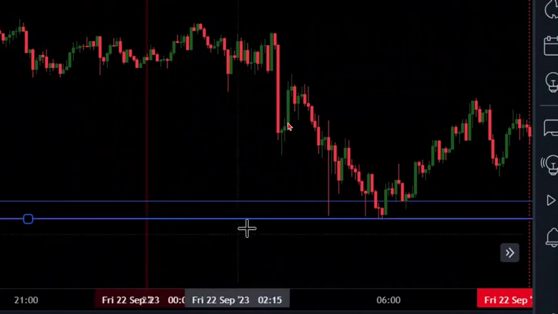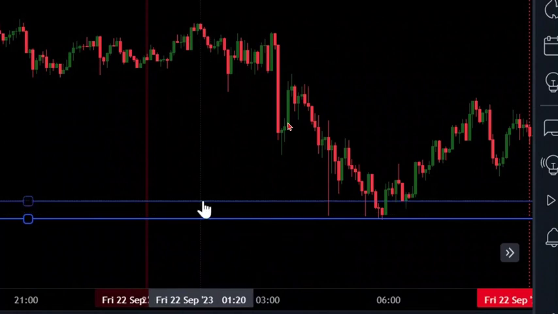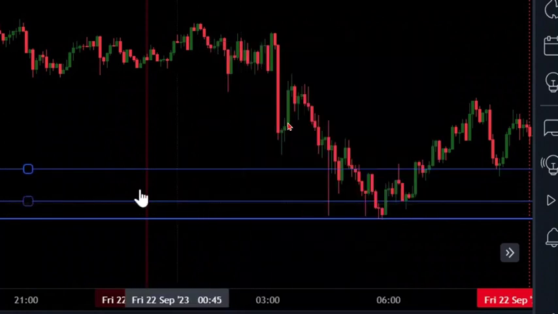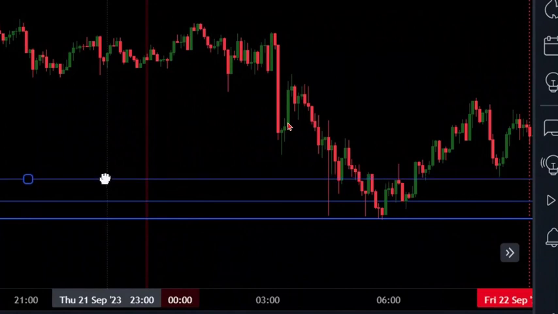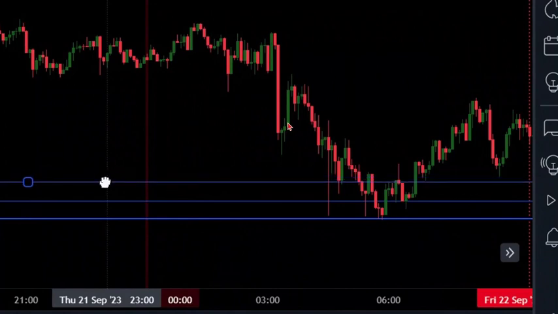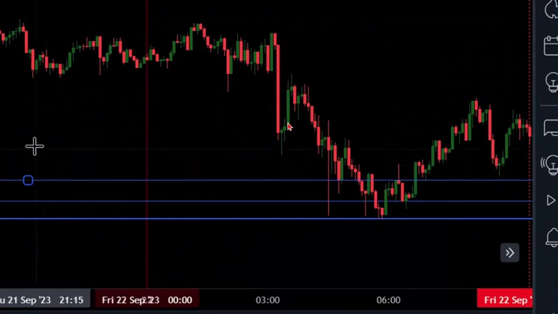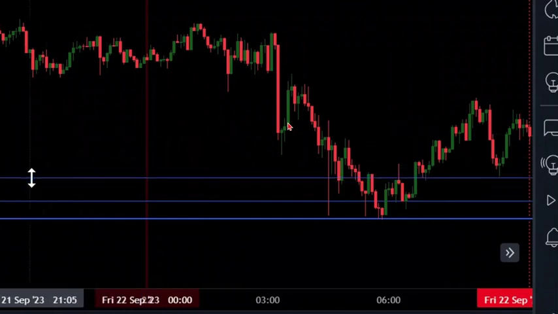All right, so now we need to put another line on the wick low up the top up there. Yeah, right there. Put it on the wick low. No, drag it up to the wick low. You see the lowest low before 930 up there, right there.